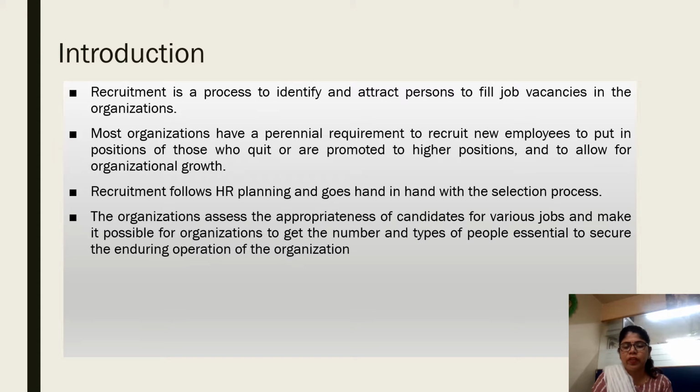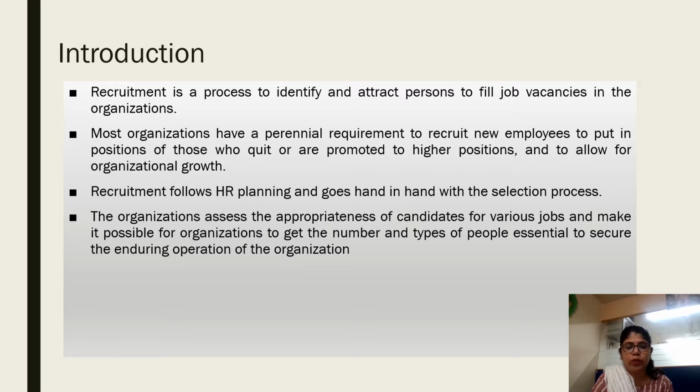Coming to recruitment, it is basically a process where you identify and attract persons to fill job vacancies in the organization. So whenever we are doing the human resource planning process, the first step of human resource planning is to identify the various positions which have become vacant because someone has left the organization, someone has retired from the organization, or there may be any other reasons by which a person is not there and the position is vacant. So for fulfilling that vacancy, you need to have the right person to be inducted in that.